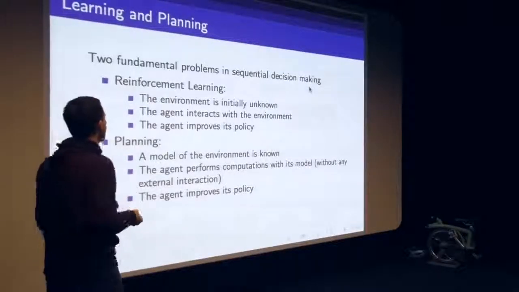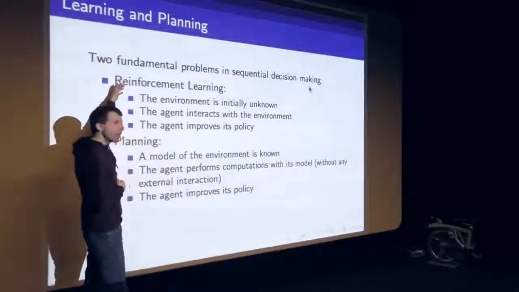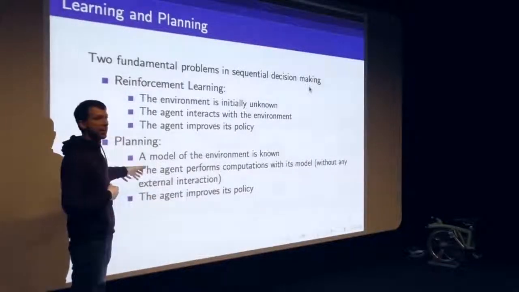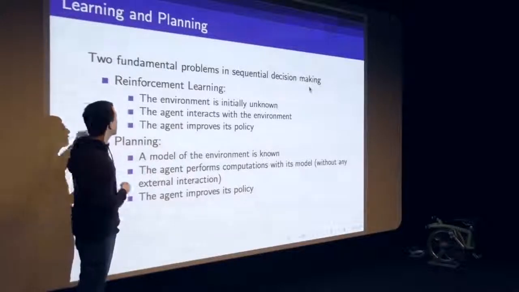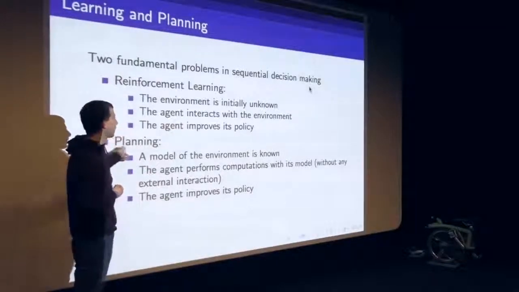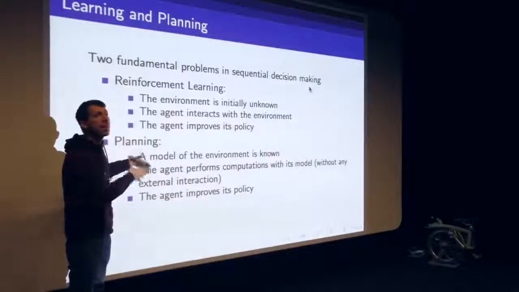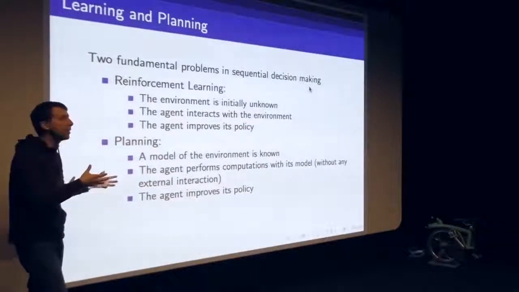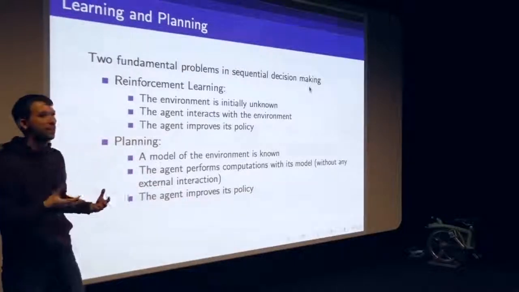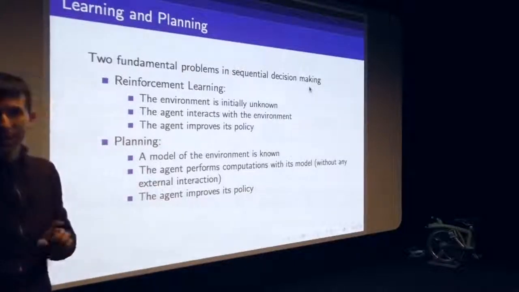But they're very different setups. In RL, the environment's unknown. In planning, the environment is known. Now, of course, one way to do reinforcement learning is to first learn how the environment works and then do planning. So they're linked. These two things are intimately linked together, but they're separate problem setups. So let's try and make this concrete again.